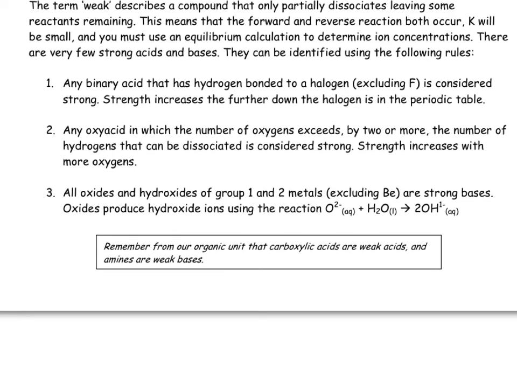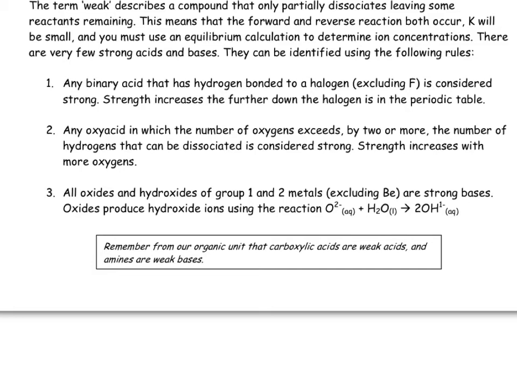Rule number 1. A binary acid is hydrogen attached to any nonmetal. Any binary acid that has hydrogen bonded to a halogen, excluding fluorine, is considered strong. Strength increases the further down the halogen is in the periodic table. That gives you only a few strong binary acids: HCl, HBr, HI, and HAt.